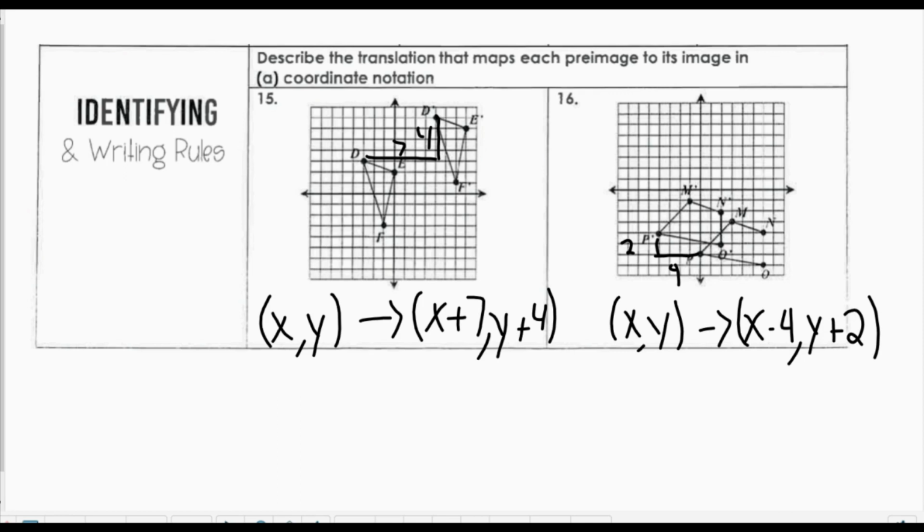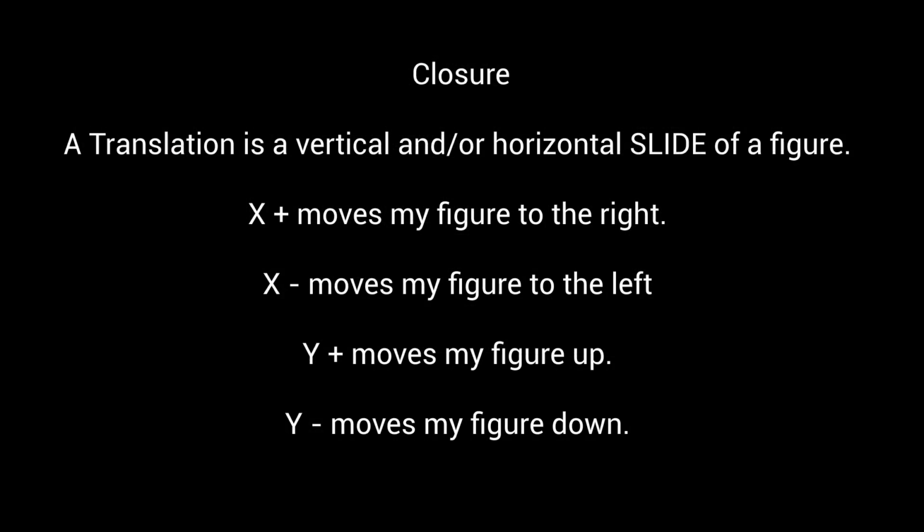In this lesson we learned a translation is a vertical and or horizontal slide of a figure. If I have x plus, that moves my figure to the right, x minus moves my figure to the left, y plus moves my figure up, and y minus moves my figure down.